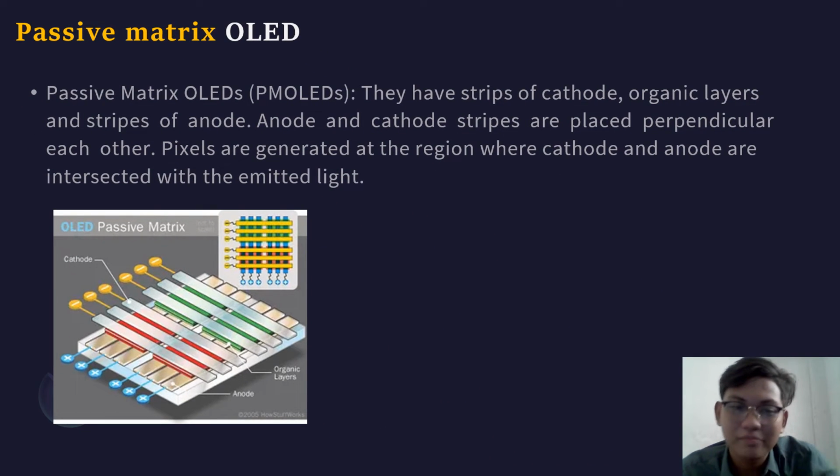Passive matrix OLEDs have stripes of cathode, organic layers, and stripes of anode. Anode and cathode stripes are placed perpendicular to each other. Pixels are generated at the regions where cathode and anode intersect, emitting light. A current is applied to some stripes of cathode and anode to determine whether a pixel is on or off. Also, the amount of this current affects the brightness.